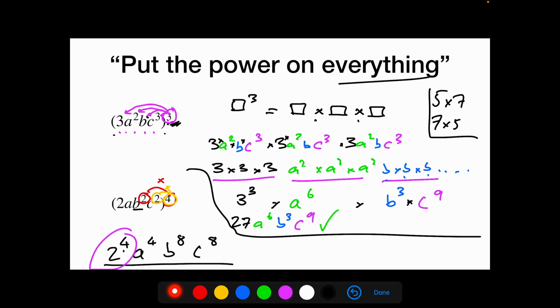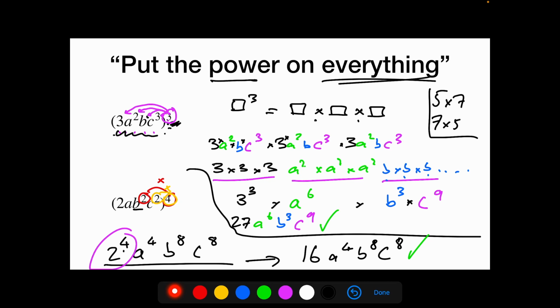What's 2 times 2 times 2 times 2? It's 16. So let's say 16, a^4, b^8, c^8. And there you go. That's correct. So we've got a couple of marks we picked up there. And all we need to do is remember that when you're multiplying all the stuff inside there and you've got that number, put the power on everything.